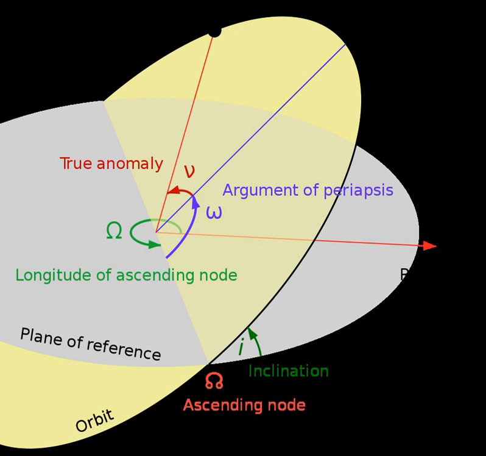Topic: Perturbations and elemental variance. Unperturbed, two-body, Newtonian orbits are always conic sections, so the Keplerian elements define an ellipse, parabola, or hyperbola. Real orbits have perturbations, so a given set of Keplerian elements accurately describes an orbit only at the epoch.